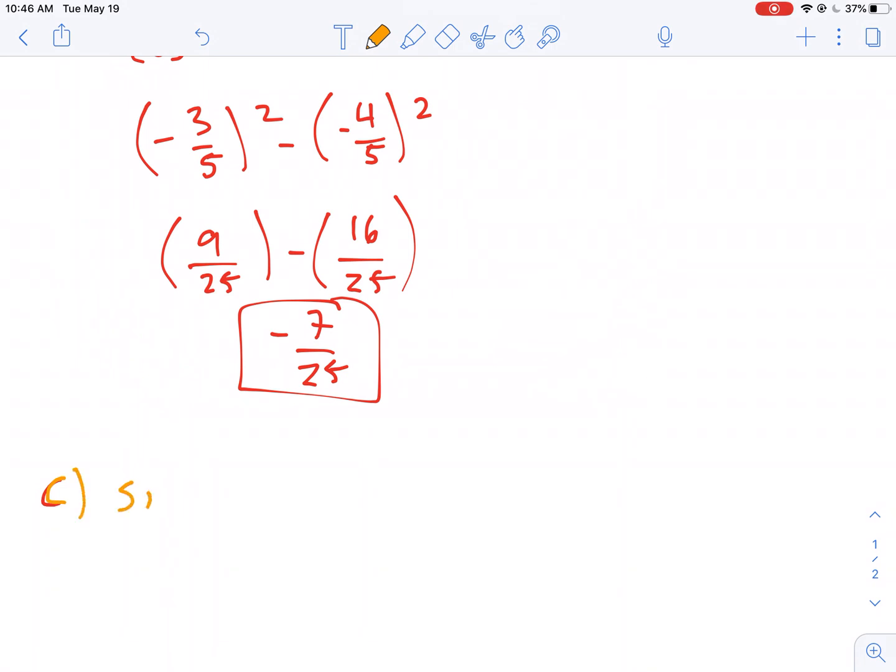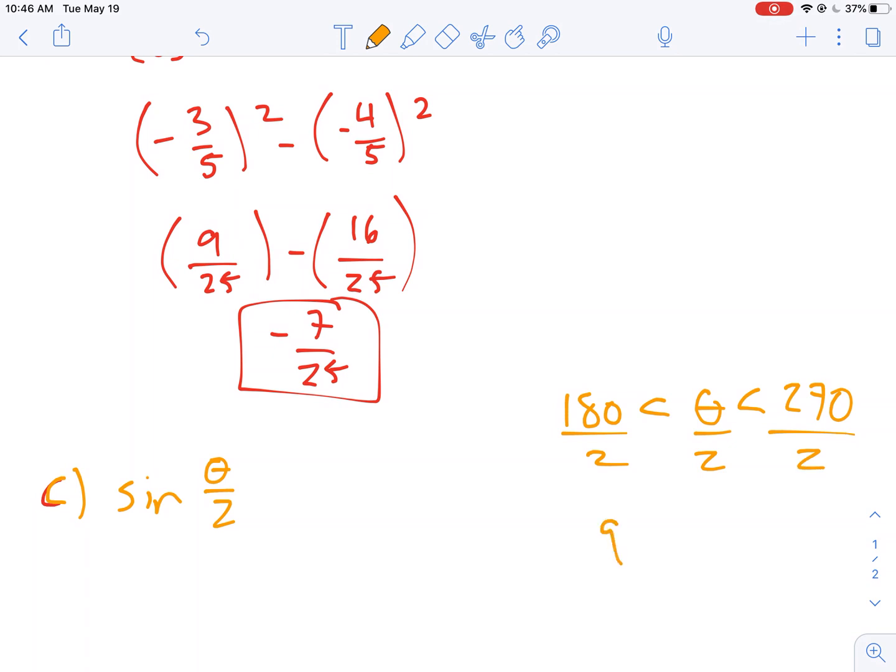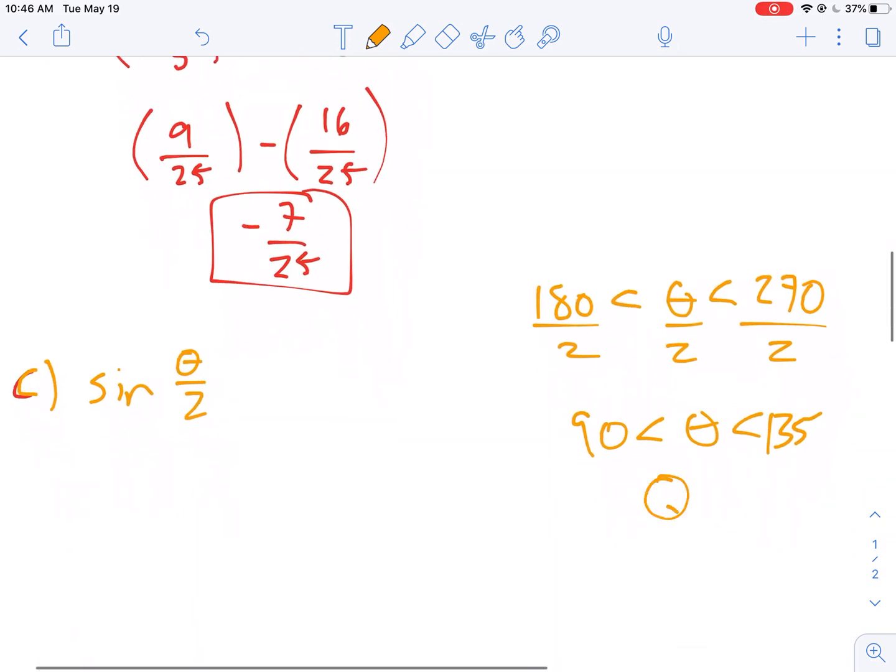Sine of theta over 2. And here I have to start thinking about where this falls. I'm going to convert this into numbers to help. This angle's falling between 180 and 270 degrees, so that means I'm going to divide it by 2. And again, this means that it falls between 90 and 135 degrees, which means that this is a quadrant 2 angle, which means that this sine is going to end up being a positive value of sine.